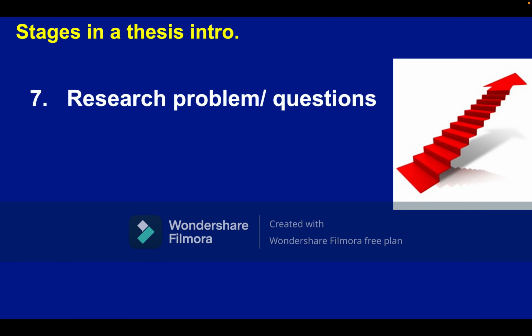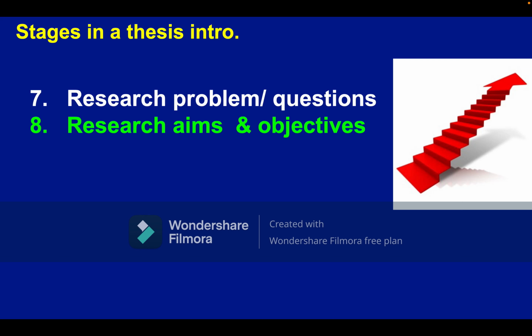Include at least a sentence on the research problem or the questions. Like, however, there are conflicting views and an overall lack of research. The most important part of your introduction is your question and objectives, as it sets up the expectation for the rest of your thesis or dissertation.